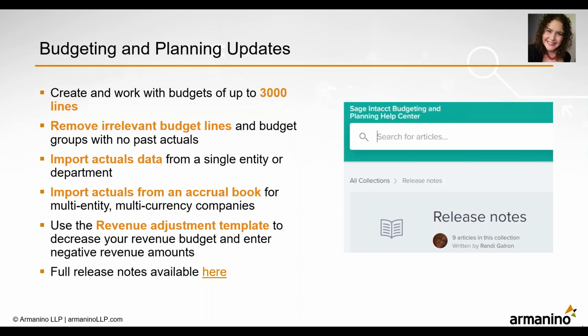And you can now use the revenue adjustment template to decrease your revenue budget and enter negative revenue amounts. If you're using this module, you already know you can't enter negative amounts for revenue. All budgeting is done as positive numbers, and the system knows whether it is a debit or a credit by the nature of the account settings itself. So they've now released this revenue adjustment template that will allow you to reduce revenue if you have to make any adjustments to that after the fact.